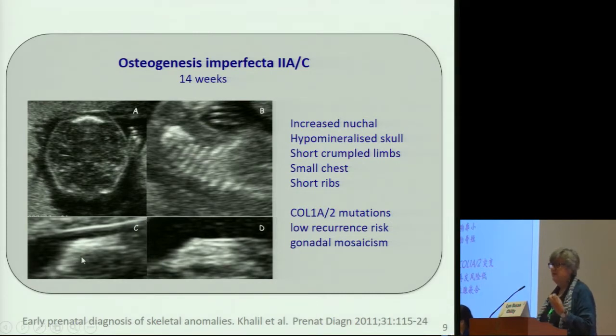The limbs are very crumpled and often difficult to identify. So here's a bowed femur and a bowed tibia and fibula here. This is due to mutations in the collagen genes. It usually has a low recurrence risk, but there can be paternal or parental mosaicism, which will increase the recurrence risk.